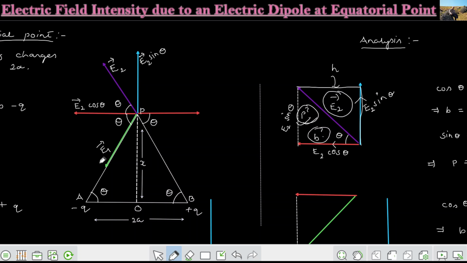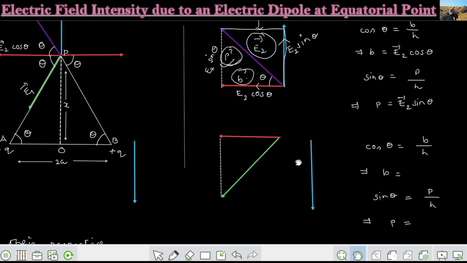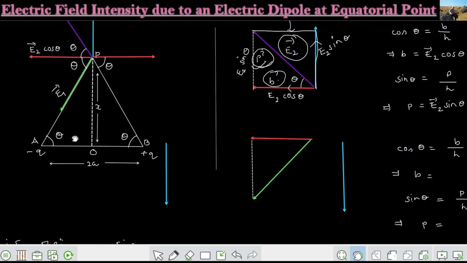Similarly, we will resolve the components of E1 in the same method. So we look at that figure. This green colored vector represents the electric field lines of E1 due to the minus charge.